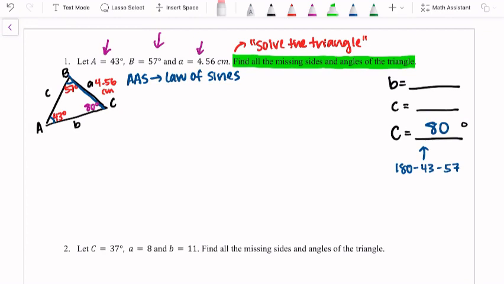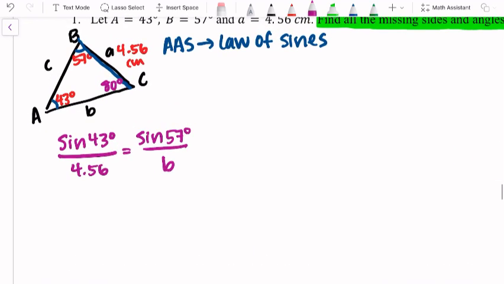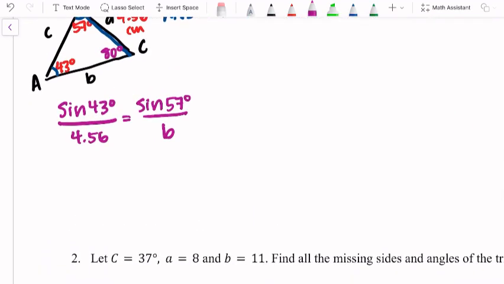All right, here we go. So I'm going to have sine of A, which is 43 degrees, and I'm going to divide that by my A length, which is 4.56. And I'm going to set that equal to sine of my B angle, which is 57 degrees, over B, and I'm trying to solve for side length B. Okay, so there is my setup.